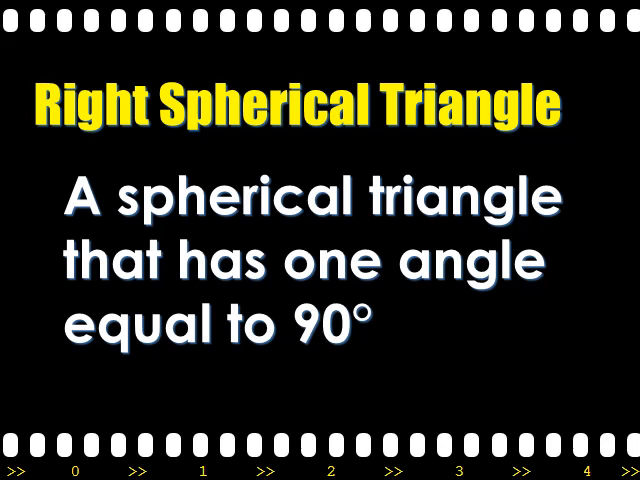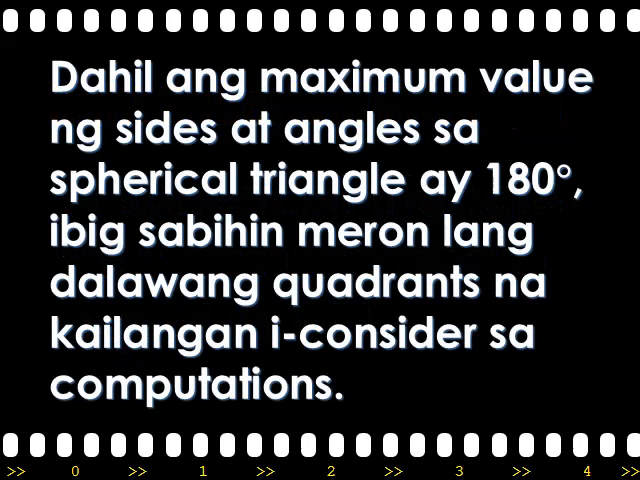So, a spherical triangle that has one angle equal to 90 degrees. Parang parehas lang sa plane triangle. Di ba pag sabi natin, right triangle, ibig sabihin, yung isang angle niya is equal to 90 degrees. Okay. So, tulad nga sabi ko kanina, tandaan nyo ito, dahil ang maximum value ng sides at angles sa spherical triangle ay 180 degrees, ibig sabihin, meron lang tayong dalawang quadrants na kailangan i-consider sa computation.